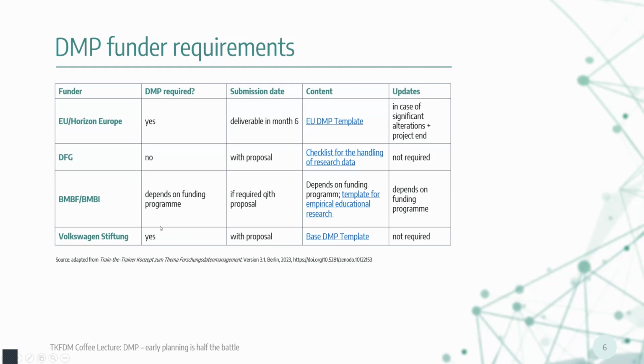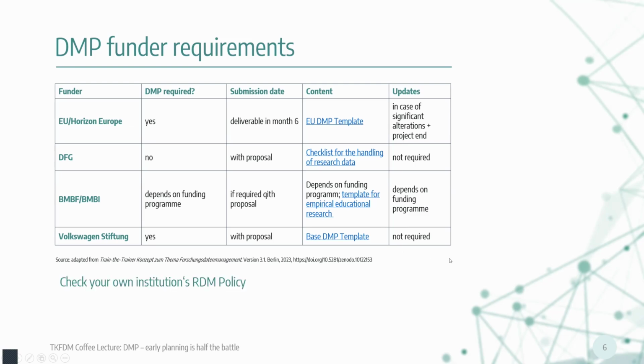And then lastly, Volkswagen Stiftung do also require a data management plan. You're supposed to submit it with your proposal, and they do provide a base DMP template that you can use, but also specify if you want, you can use a different one. Updates are not required for this one. So this is a general overview of the 4 most important funding streams that we have.